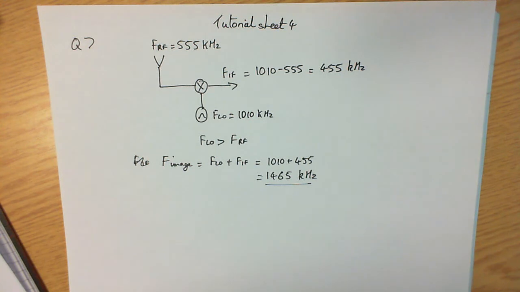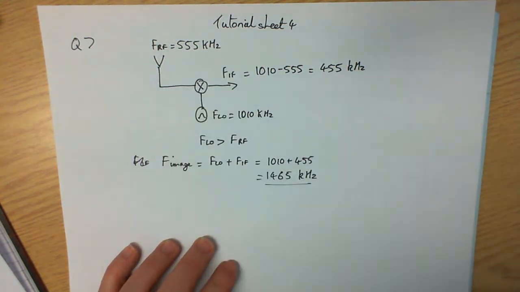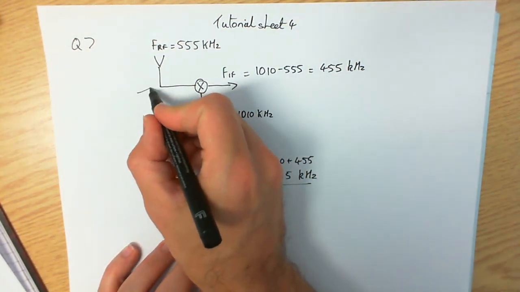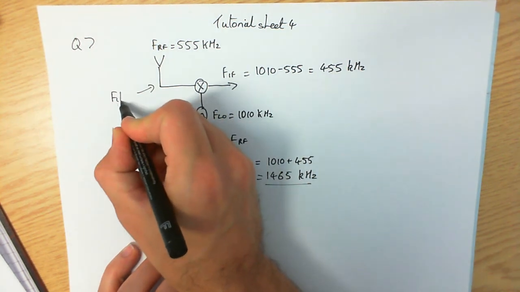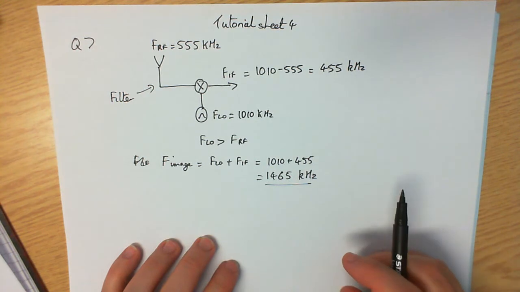The next part of the question says the antenna of the receiver is connected to the mixer via a tuned circuit whose loaded Q is 40. What will be the image frequency rejection ratio in dBs? So rather than going directly into the mixer, we're going to be going via a tuned circuit or a filter. So there's going to be a filter in at this point.